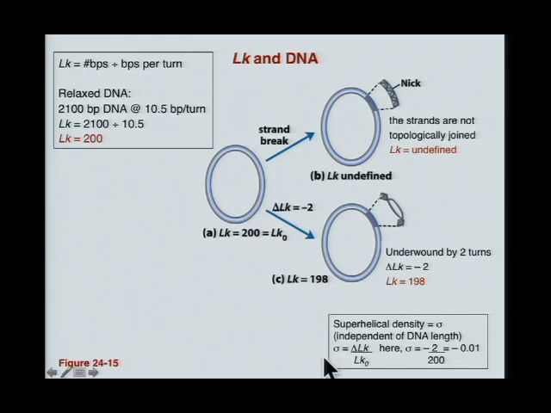So that's 200. So here we have, for example, a change, a decrease, a negative sign, decrease of the linking number of 2. And we divide that by the relaxed linking number, and you get a superhelical density of negative 0.01, or 1% decrease. So you can think of this as this particular molecule would be 1% underwound. Okay, so there's this concept.